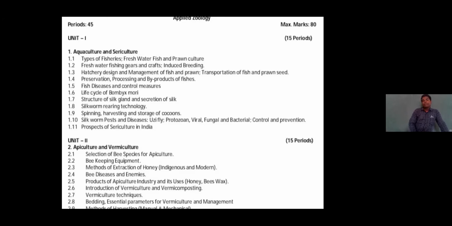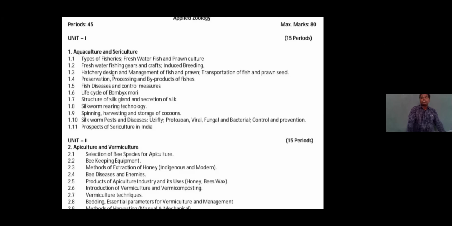And in freshwater, different fisheries are there. What are the freshwater fisheries? Come on, tell me. Pond water fisheries, river water fisheries. That is the difference based upon the water resources, that is the fisheries type. And prawn culture also.